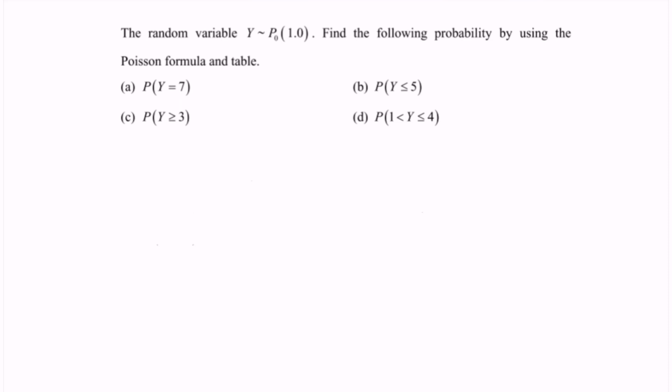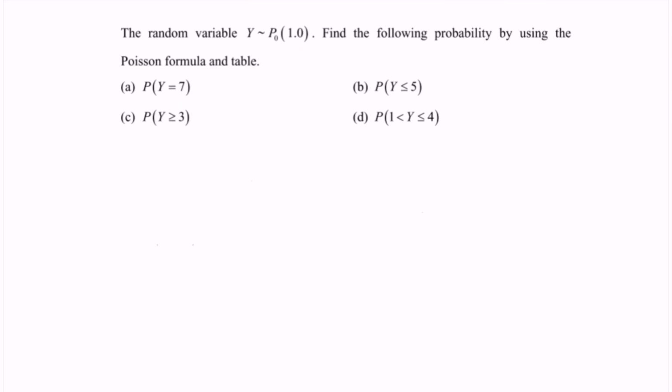In this video, I'm going to discuss an example for the Poisson distribution, where we know that it is a discrete situation, so it means that the sign is very important. The random variable Y is Poisson distributed with mean 1.0. Find the probabilities using the Poisson formula and the table.